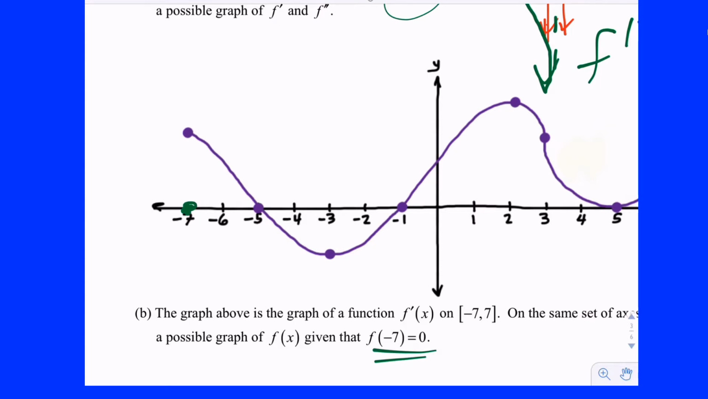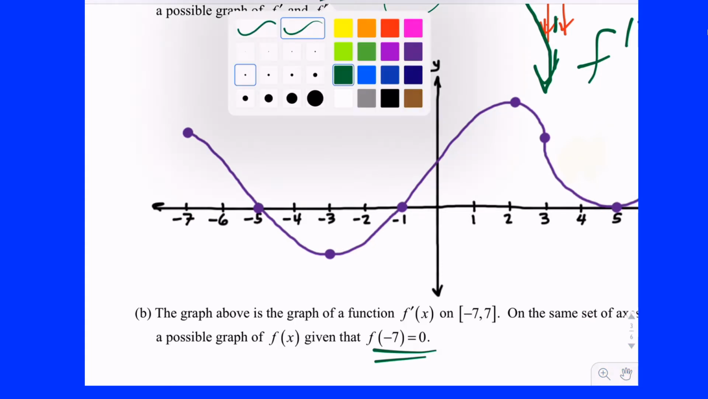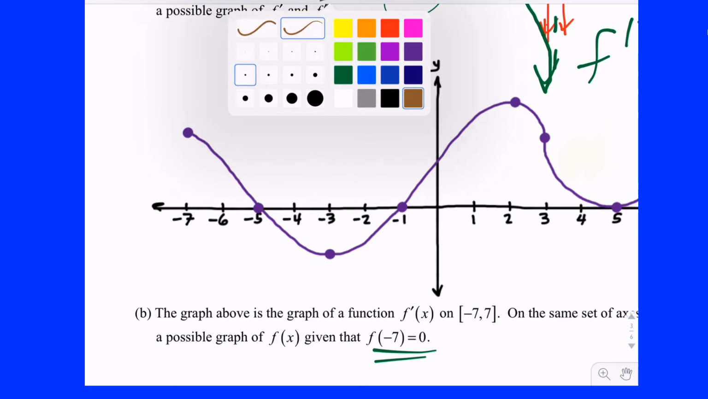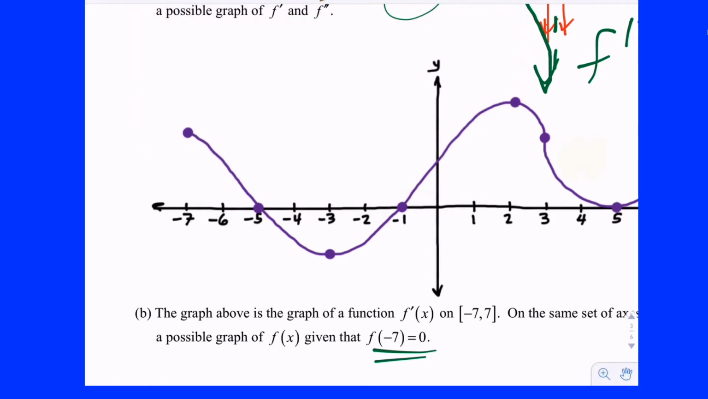What did you say? What color would you propose? Beefy brown. Okay. Okay, good. And I'm gonna go beefy, like. All right, so we're starting at -7, 0. That's not beefy enough. Let's go here.